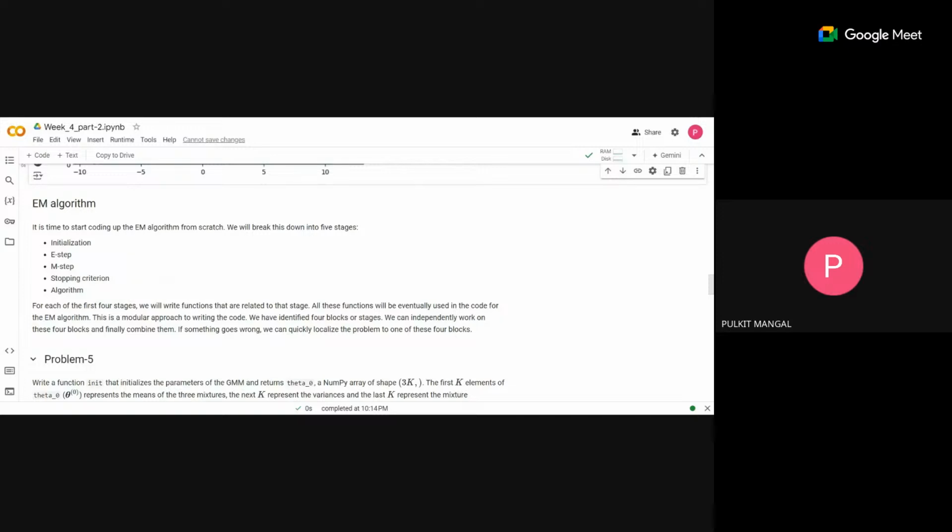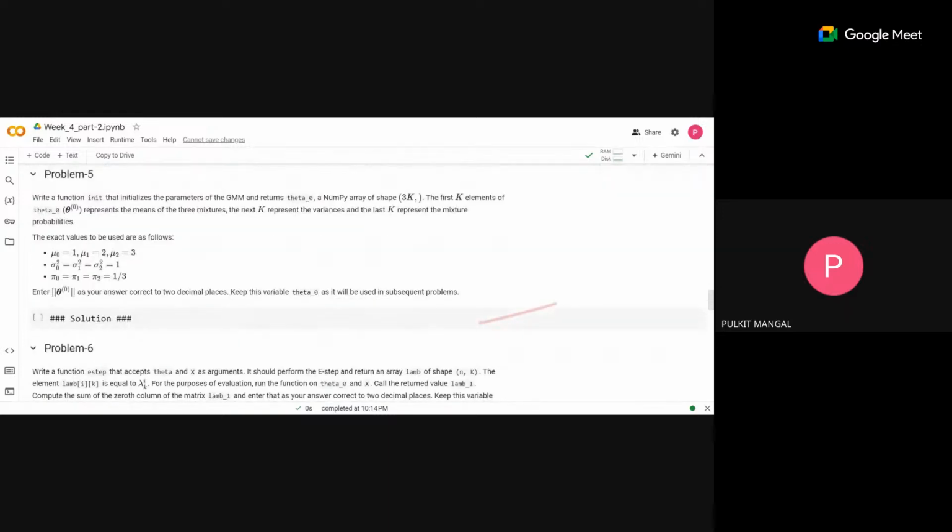All the steps we will write as 4 different functions related to this stage, and then all these functions will eventually be clubbed into one function, which will run our EM algorithm. It is a modular approach for dividing code blocks. So let's directly go into problem 5.